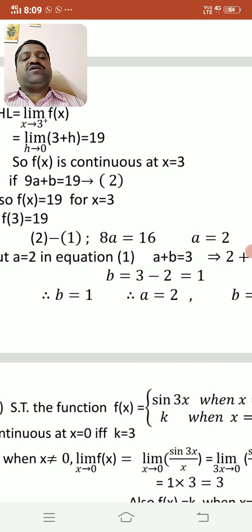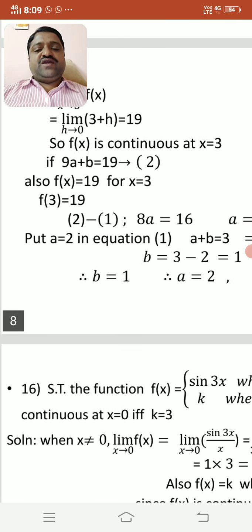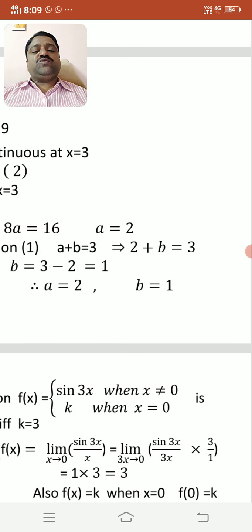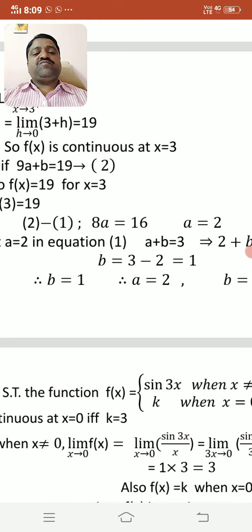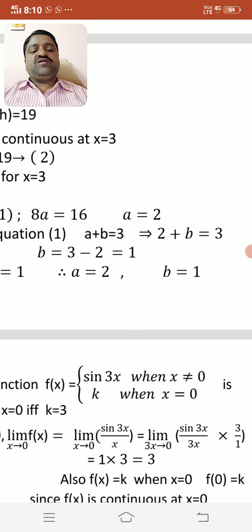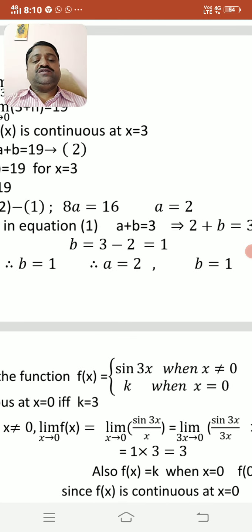Taking 2 minus 1, 8a is equal to 16, a is equal to 2. Put a is equal to 2 in equation 1. a plus b is equal to 3, 2 plus b is equal to 3. Therefore, b is equal to 3 minus 2 is equal to 1. Hence, a is equal to 2 and b is equal to 1.